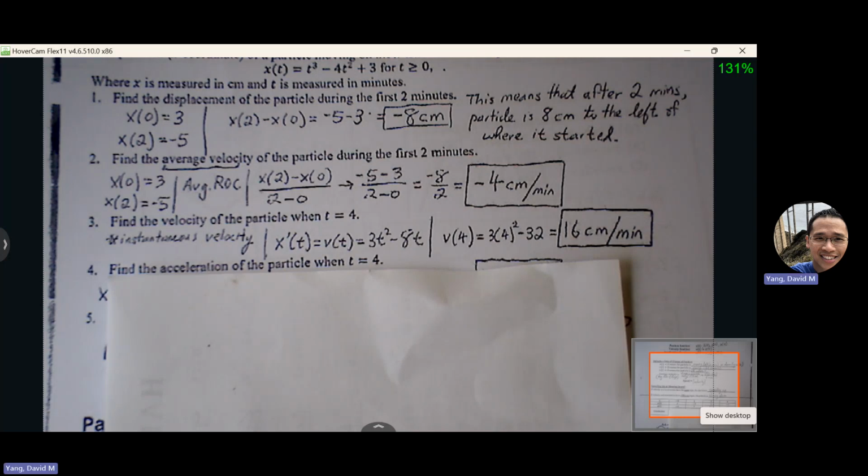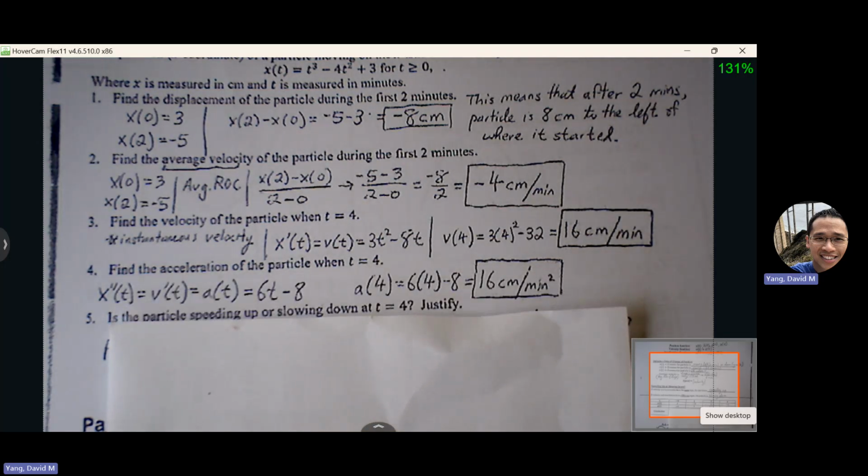Next up, find the acceleration. Acceleration is another derivative down. So find x double prime of t. And then plug in 4. Your units will change as well. It's a rate of velocity. So it's centimeters per minute squared.